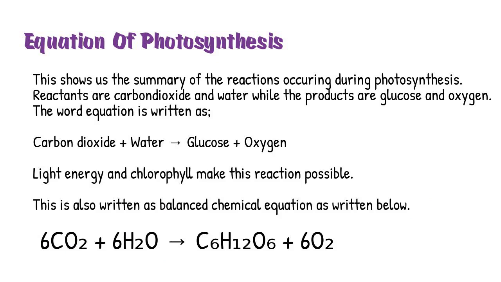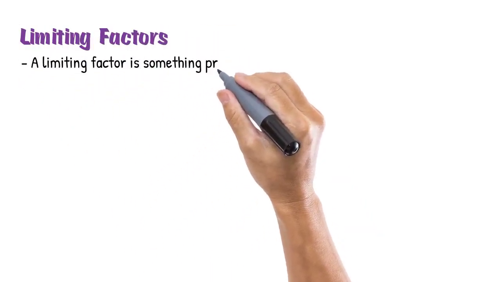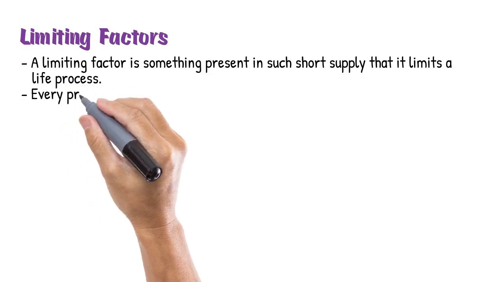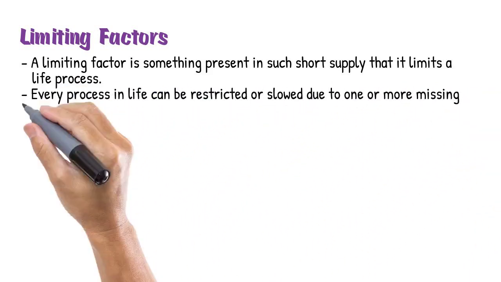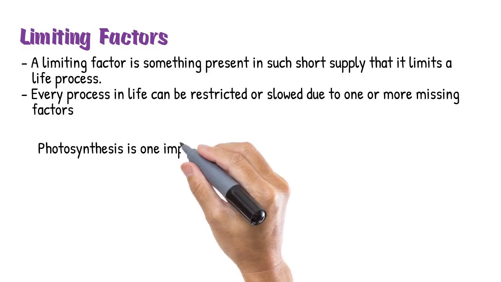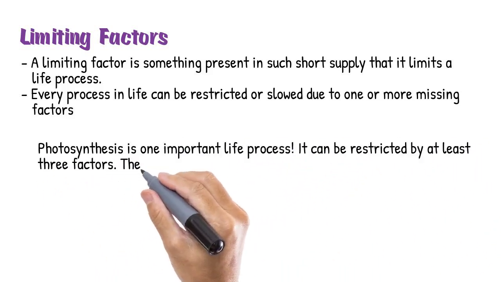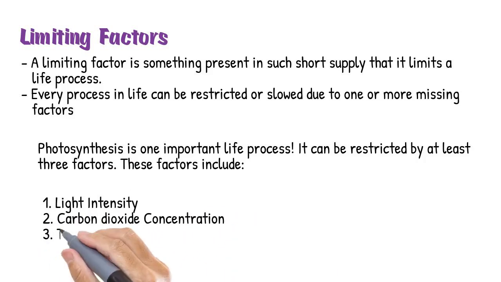Never forget this equation. A limiting factor is something present in such short supply that it limits a life process. Every process in life can be restricted or slowed due to one or more missing factors. For example, your learning process can be slowed or restricted if you don't get good sleeping time or you are sick. In other words, you don't get to learn at your best when these factors are at work.